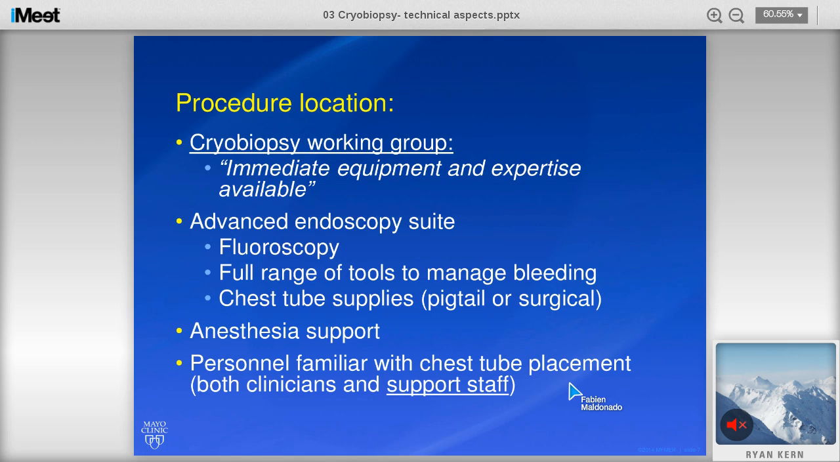So the cryobiopsy working group mentioned immediate equipment and expertise available, and Fabien already touched on all of these, so I won't go over all of them. But I think it's really important, particularly for a bronchoscopy suite that maybe doesn't do a lot of chest tubes, to have chest tube supplies available, either pigtail or surgical chest tube. And then I think just as importantly, you want to have personnel who are really familiar with this.